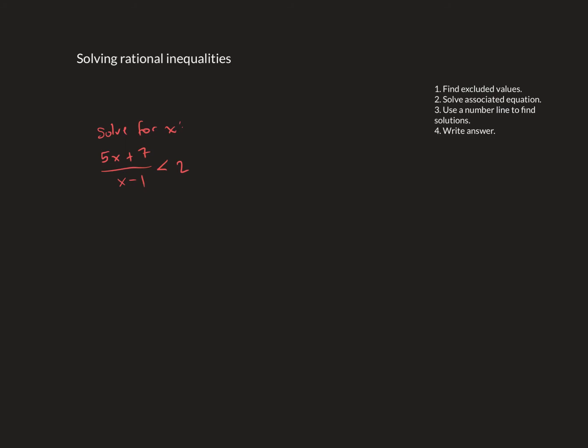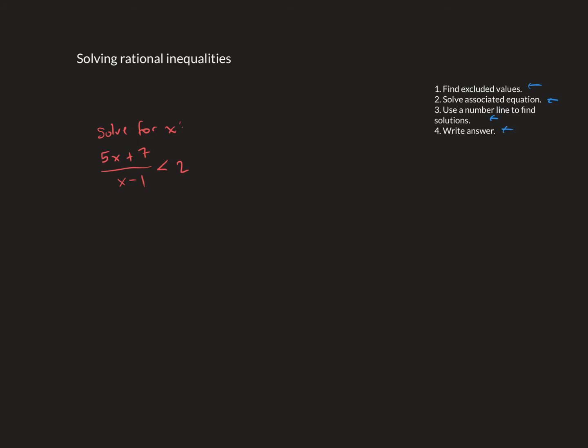So the steps are: you find the excluded values in the inequality, and remember, excluded values are when the denominator is equal to 0. Then you solve the associated equation, so you replace the inequality symbol with an equal sign and solve. Use the number line to find the solutions: you'll put the excluded values and the solutions to the equation on the number line, test intervals, and then you'll write your answer.